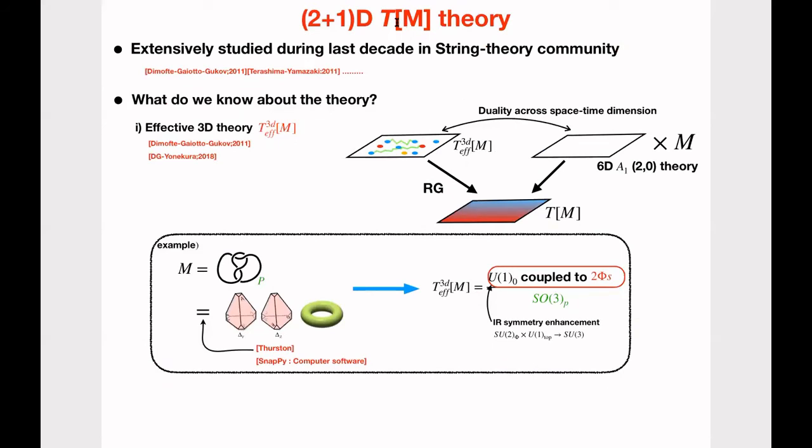Please remember this notation. This is a 2+1 dimensional quantum system labeled by a three manifold. I call this T[M]. Its origin is the six dimensional theory compactified on the three manifold, and we obtained this theory. But anyway, you can consider this as infinitely many 2+1 dimensional quantum systems labeled by the choice of the three manifold. This theory has been extensively studied during the last decade in the string theory community.